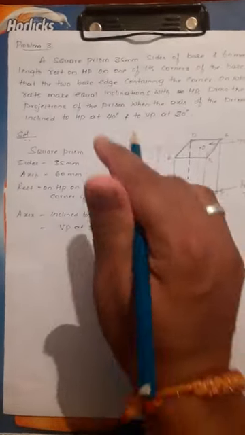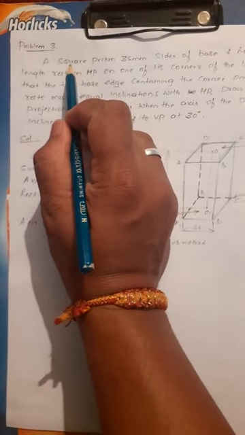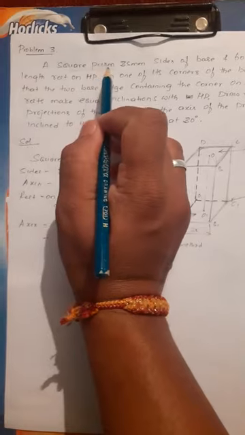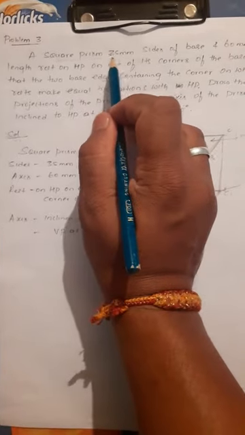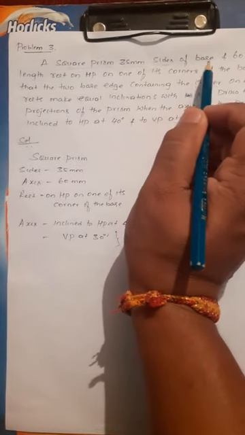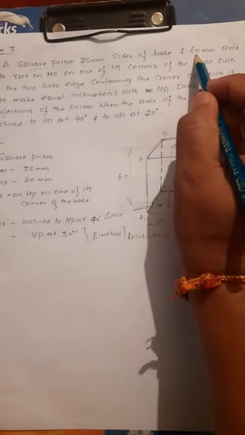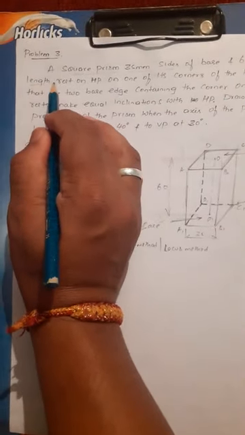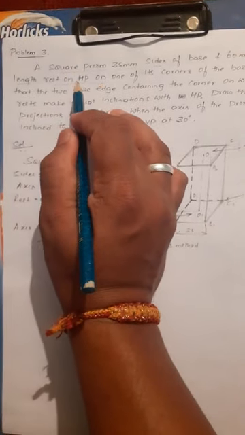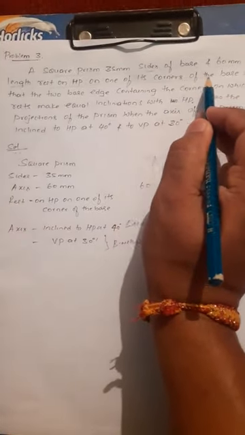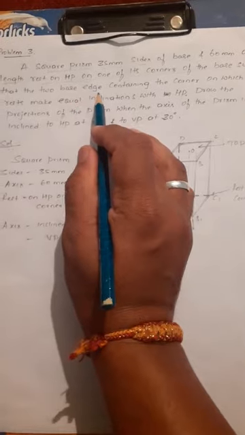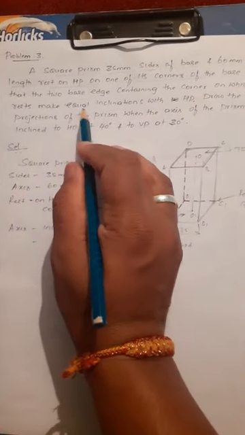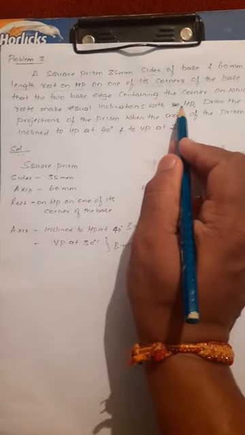Now read the problem once or twice. Now identify the type of solid it is. The type of solid is a square prism. It is a prism, which means the top and bottom faces are square shaped, and the side of base is 35 and the axis length is 60, resting on HP on one of its corners of the base such that the two base edges containing the corner on which it rests make equal inclinations with the HP.